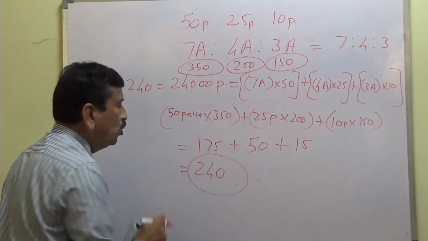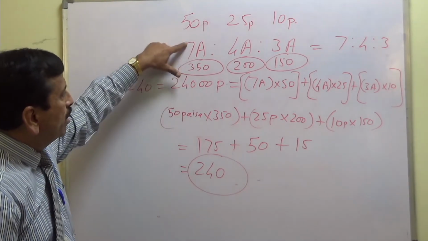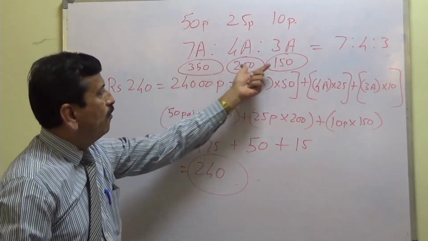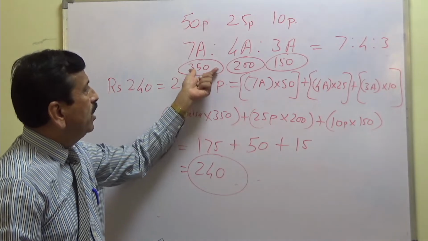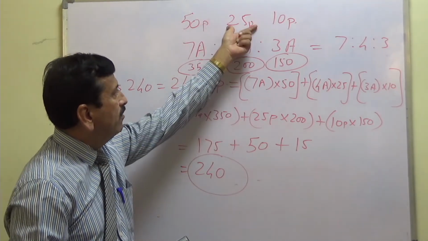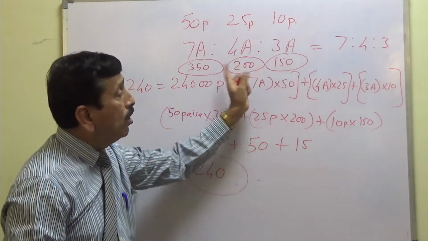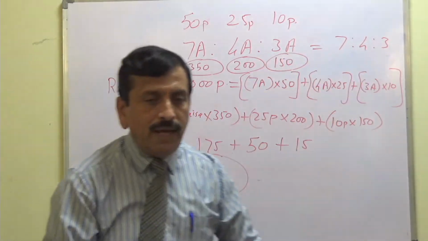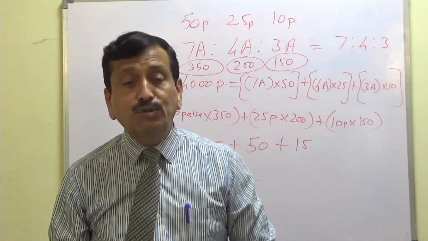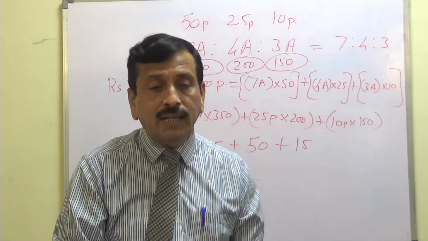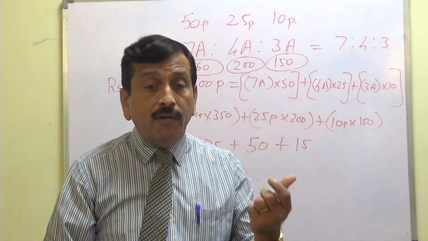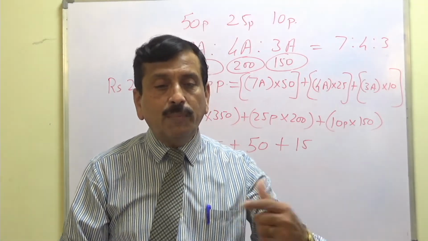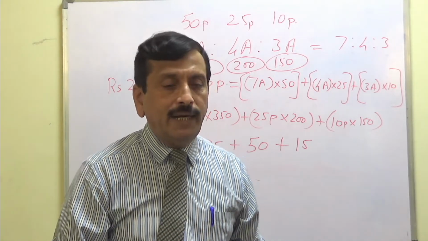So this is the 240 rupees having three different denominations, 50, 25, 10, and we obtained the quantities: 350 coins of 50 paise, 200 of 25 paise, 150 of 10 paise, because they are given in the ratio 7:4:3, and the ratio is there and their values are also different. So therefore double variables are there. One is the quantity, the other is the value per denomination. 50 paise is different from 25 and 10. So the problem becomes a little bit more complicated.